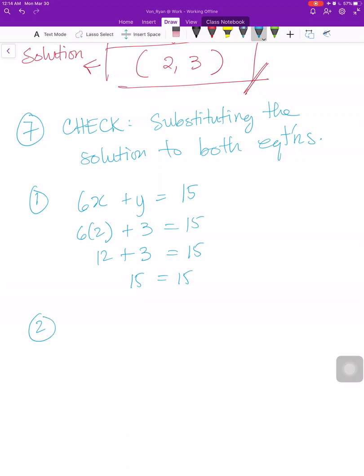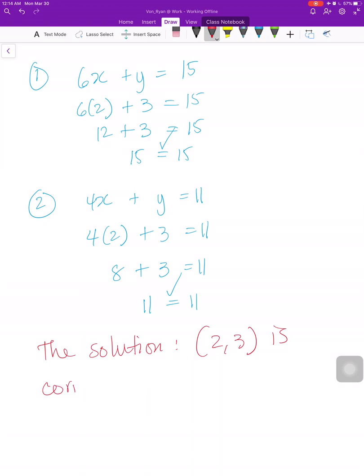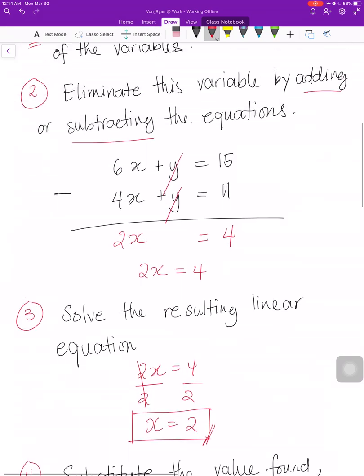Let's see if it satisfies the second. Second equation is 4x plus y equals 11. 4 times 2 plus 3 equals 11. That is 8 plus 3 equals 11. 11 equals 11. So we can say that the solution 2 and 3 is correct because it satisfies both equations. And that's how you solve simultaneous equations by elimination.